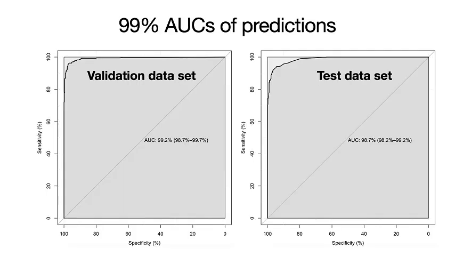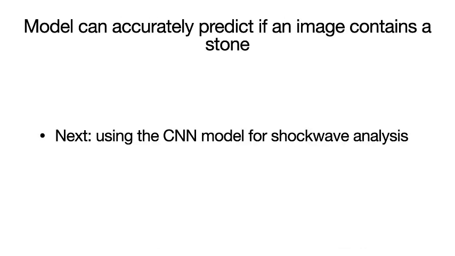The AUC, area under the curve, measures the ability of a classification model to distinguish between classes, with higher values indicating better performance. The area under the curve analysis yielded 99% accuracy for both the validation and test datasets. Taken together, the assessment results suggest that the model can accurately predict whether an image contains a stone.